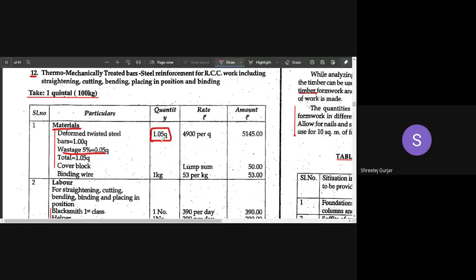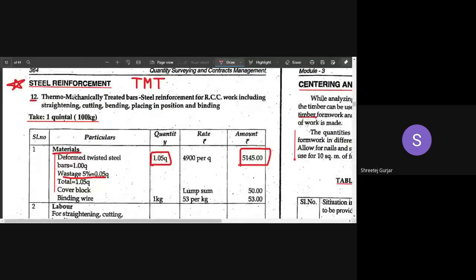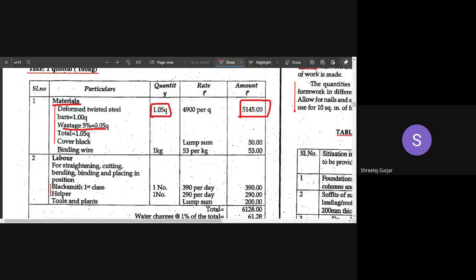Then for this particular quintal, quantity into rate, you will get the amount. No problem. Then for this particular steel reinforcement, we require some binding wire. So we will take it as 1 kg per quintal. We will order 1 kg of binding wire.